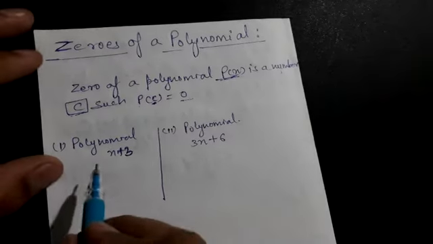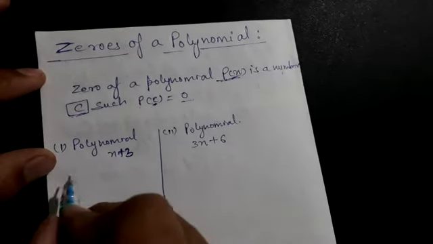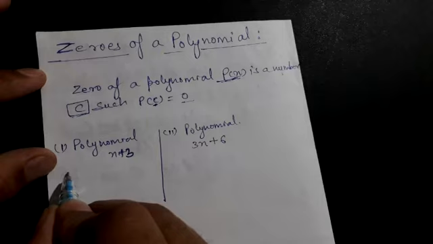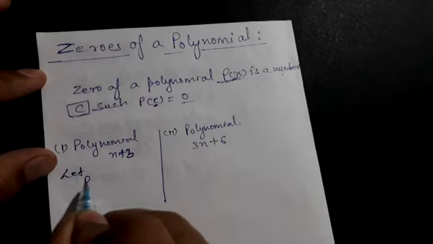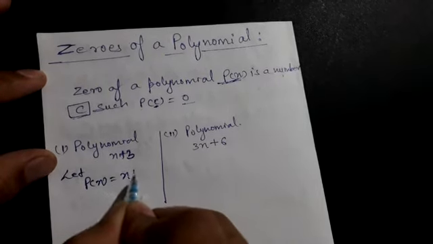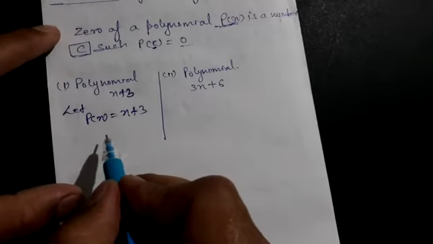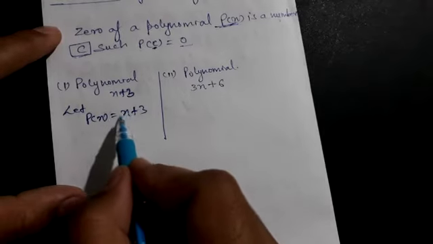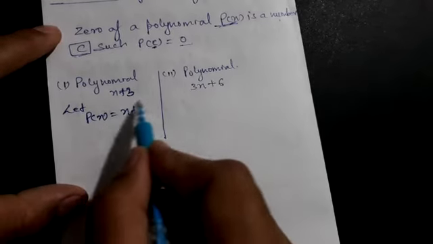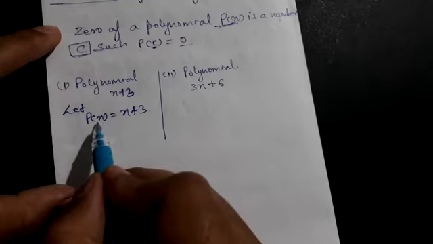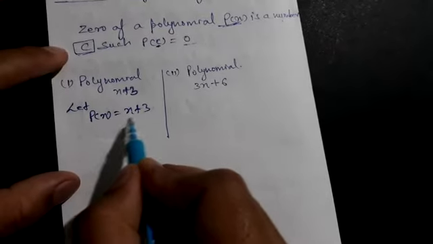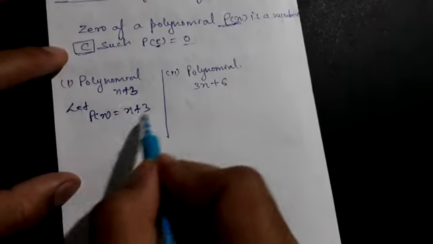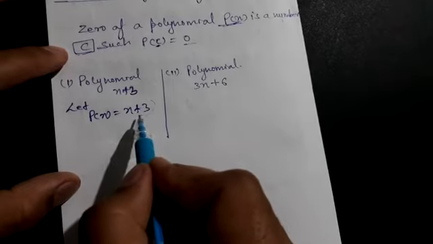So here we have the polynomial x plus 3. First we will let p of x is equal to x plus 3. Now we have to find such a value of x for which, after substituting that particular value in this polynomial, the total value of this polynomial will be equal to 0.